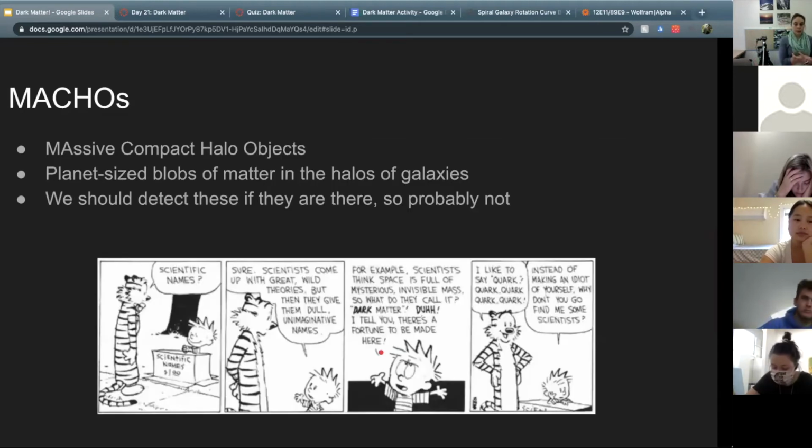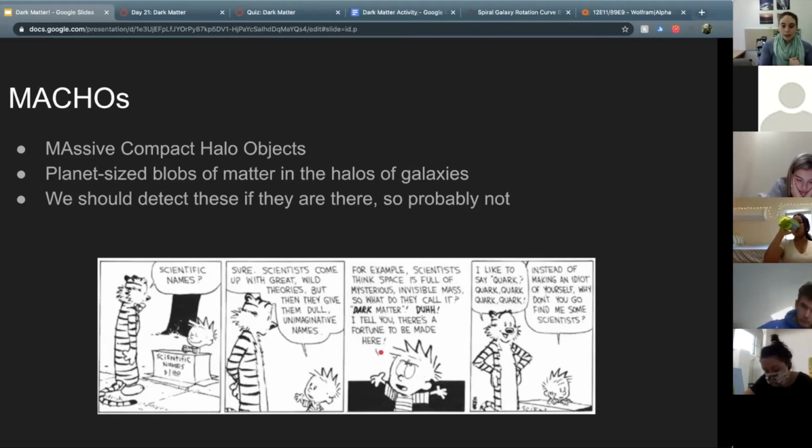So the first potential dark matter particle is the MACHO. MACHO stands for Massive Compact Halo Objects. So maybe dark matter is just normal matter in these planet-sized blobs in the halo of galaxies. So maybe out in the halo of galaxies, there's just a bunch of planets without stars that we haven't observed because planets don't emit a lot of light, and they're just spread out enough that they aren't blocking the light from stars.